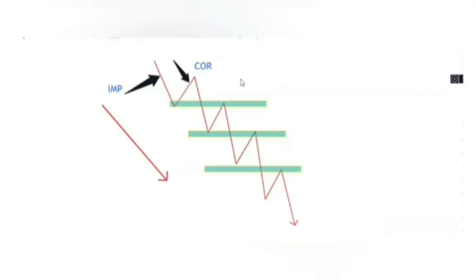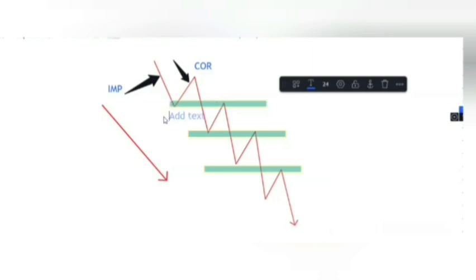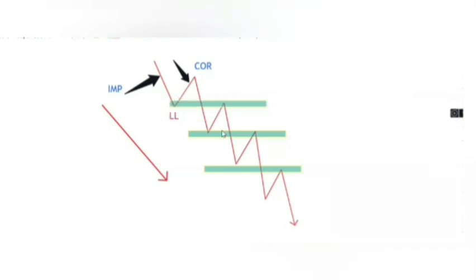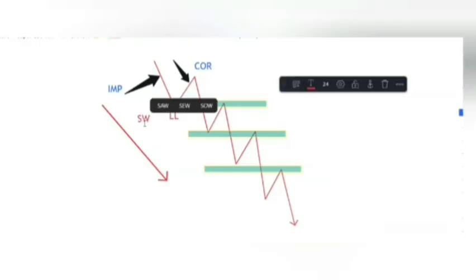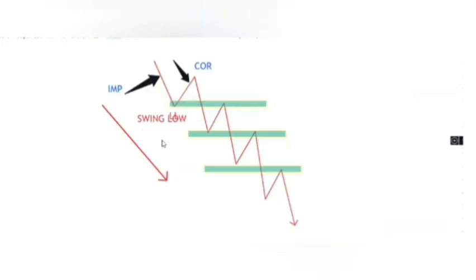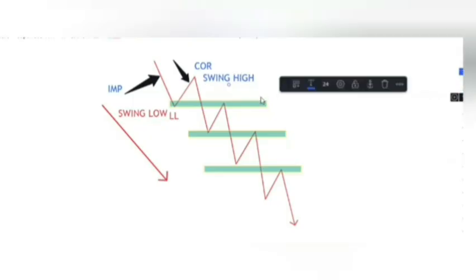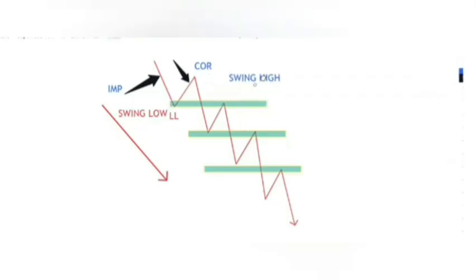Okay, it can also be called, this is a lower low. All right, that would be your lower low or your swing low. This can also be called a swing low. That would also be called a swing low, and that can also be called a swing high. All right, or higher low. This is a swing high or higher low.